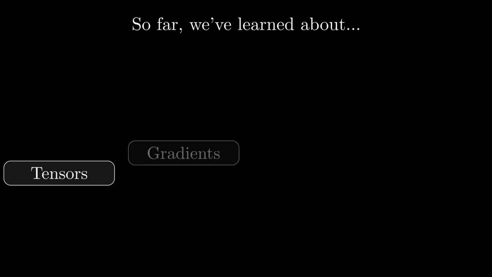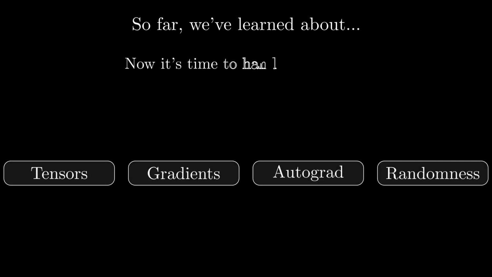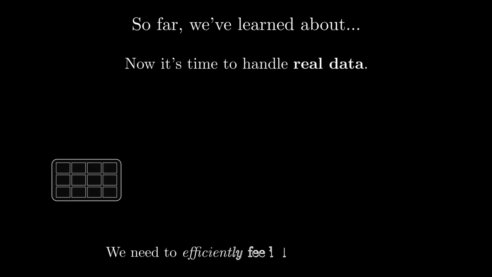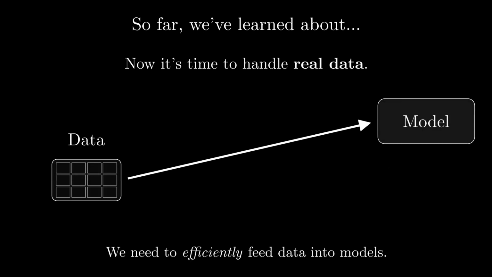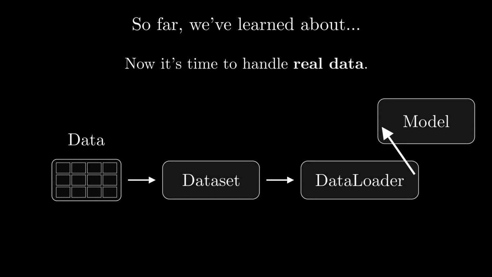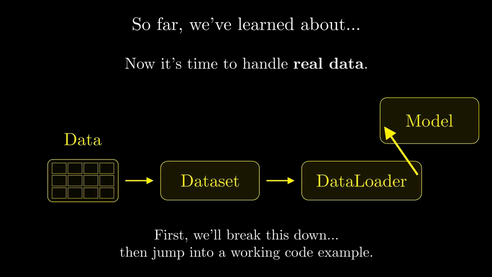So far, we have learned about tensors, gradients, autograd, and randomness in the last video. Now it's time to handle real data, because without efficiently feeding your data into models, everything else falls apart. And that's exactly where PyTorch's Dataset and DataLoader come into play. Let's break this down first, and then we'll jump into a working code example.